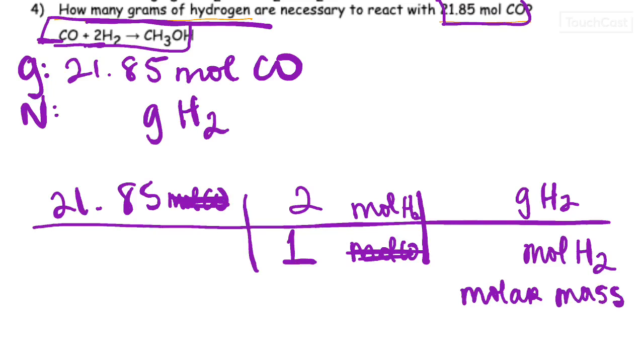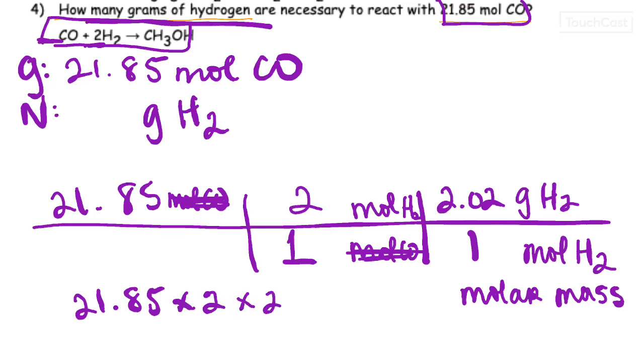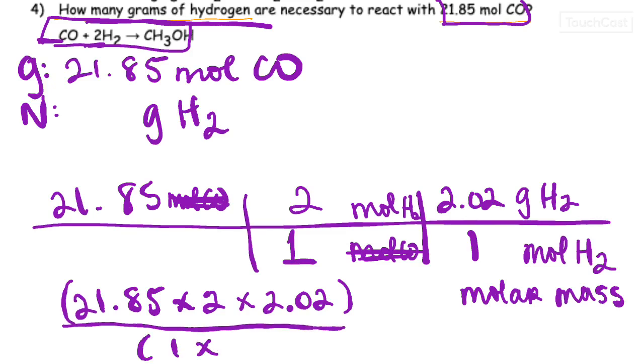The molar mass of H2 is 2.02 per 1 mole. If you don't know how I got that number, please reference the instructional videos posted on Tuesday. So you multiply across and divide down, so we get 21.85 times 2 times 2.02 divided by 1 times 1. You multiply across and divide down, and you plug that into a calculator, and you get 88.27 grams of H2.